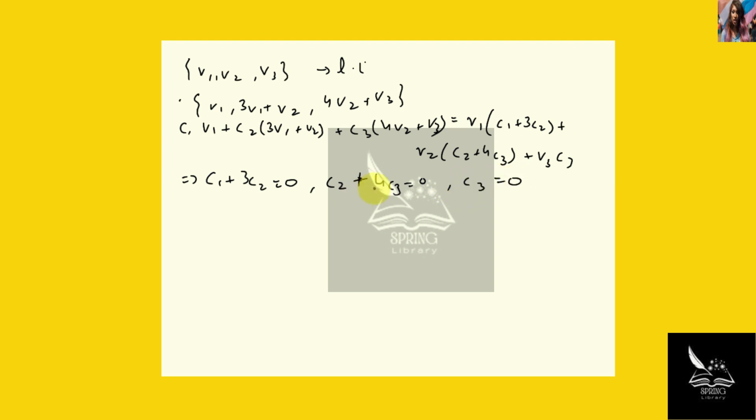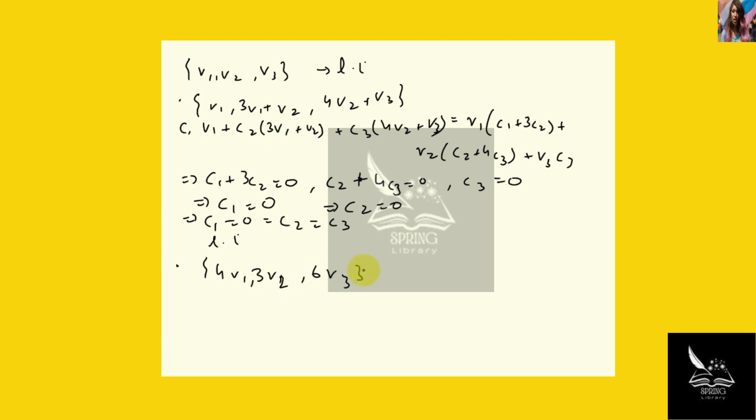Now c3 is 0, so putting over here we get c2 is also 0, and from here we get c1 is 0. So therefore we get c1 equal to 0 equal to c2 equal to c3. So this set is linearly independent. Now the next one is 4v1, 3v2 and 6v3. This is clearly linearly dependent set.